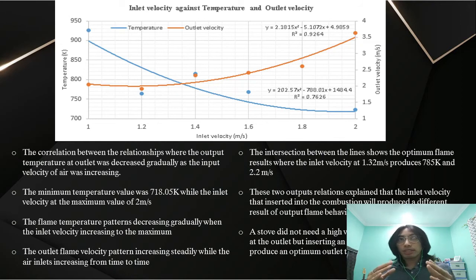Okay, from these two graphs, I have concluded that inlet velocity and the fuel mass flow rate become a crucial variable to the output of the combustion. So this research will produce great results for other next generation researchers to learn the optimum outcome from the combustion in the solar stove.